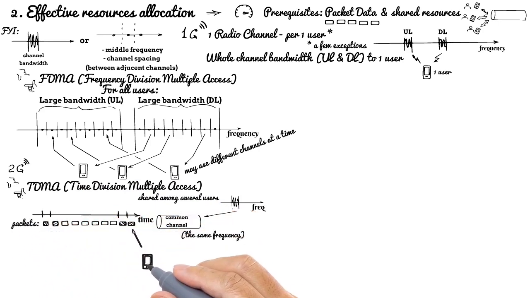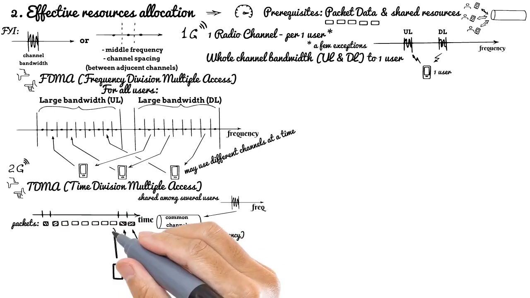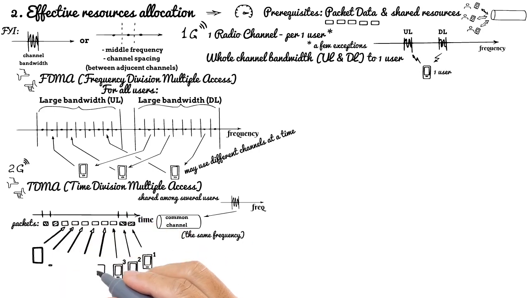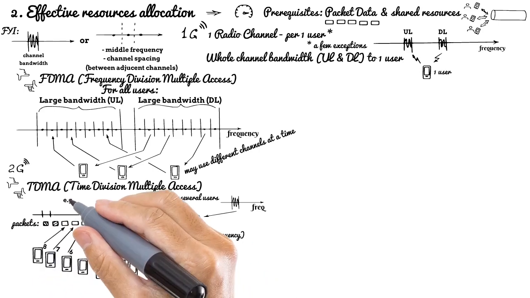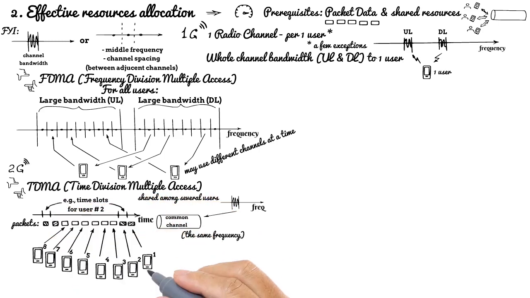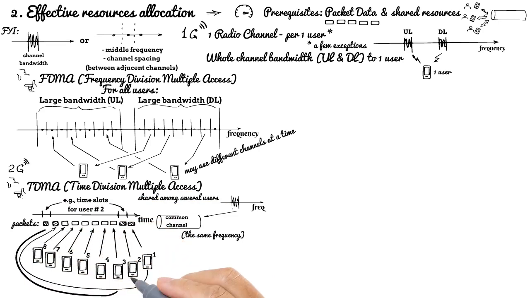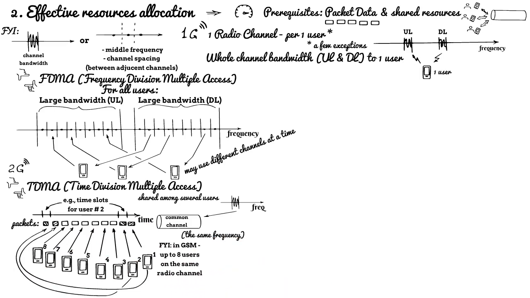Some packets are allocated for the first user, next packets for the second user, next packets for the third, and so on, up to the maximum number of users allowed. Allocation of so-called time slots is looped within cycles. After resources are allocated for the last user, next packets will come for the first one, and so on. In the GSM mobile standard, up to 8 users can jump per each radio channel.